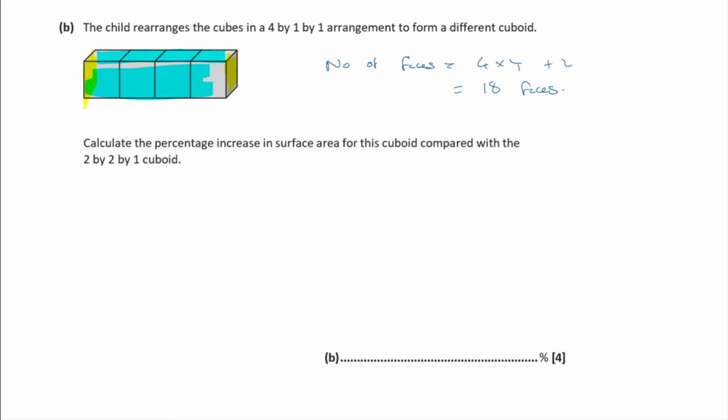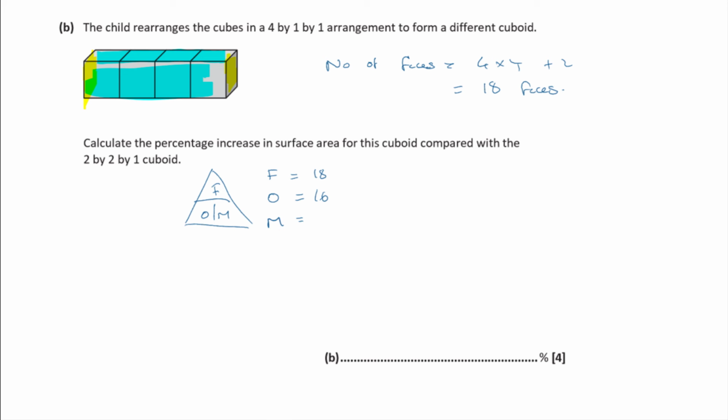Now the last one had 16 faces. Now I could use the surface area, but I could just use the number of faces because I'm just looking at a percentage increase, aren't I? So it's increased from 16 to 18 faces, and I want to know what the percentage increase is. So, final, original, multiplier. The final is 18 faces. The original was 16 faces. Like I say, you can work out the surface areas and use those as well, but it's just a little bit more work.